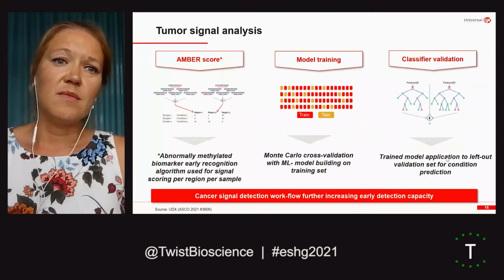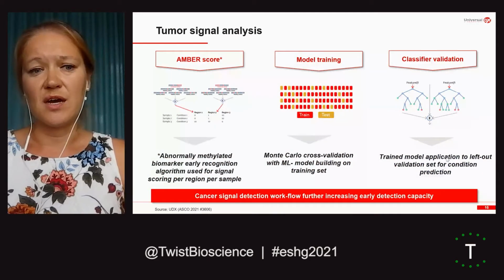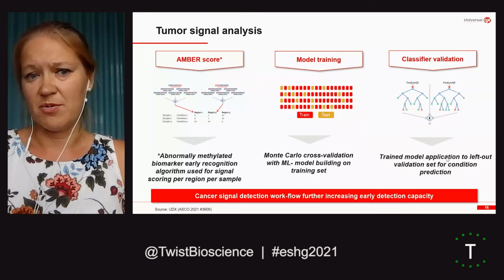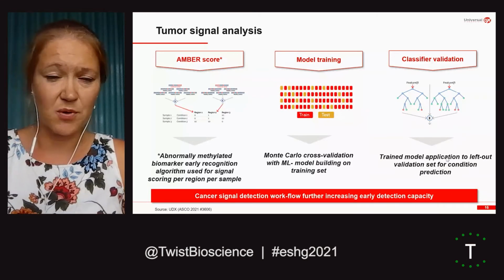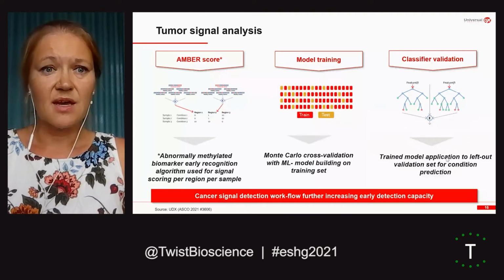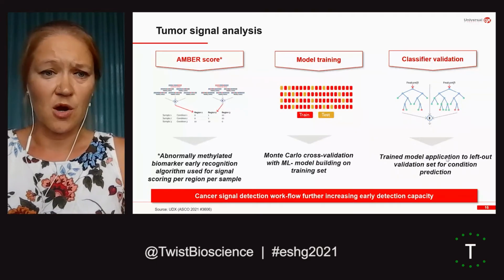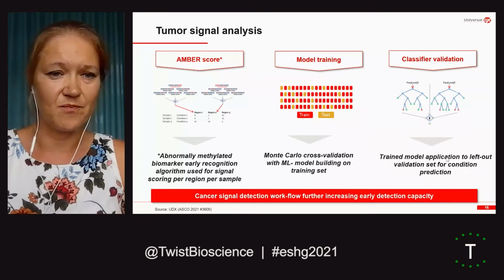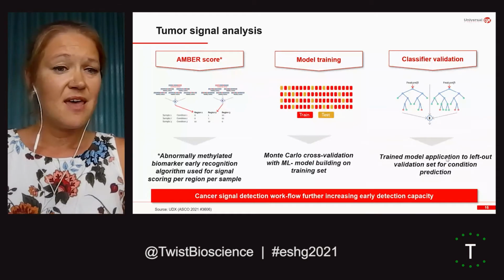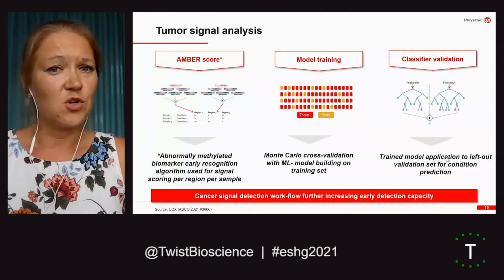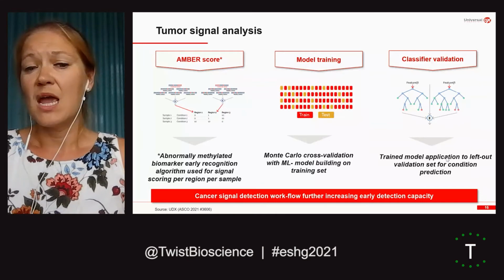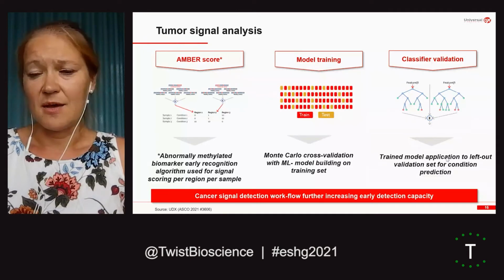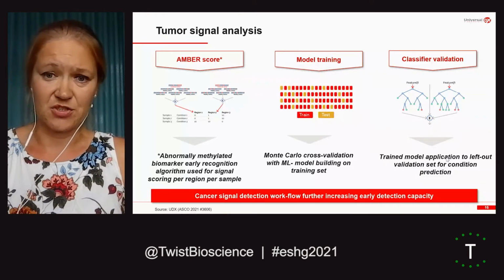So the process of analyzing the plasma is based on bisulfite conversion, library preparation, and hybrid capture with Twist probes, and then sequencing, upon which we apply our AMBER score. So this is read-based methylation signal scoring for each region and each patient. Then this information is combined into a machine learning model. The model was built on the training set and then applied to the validation set for the prediction.